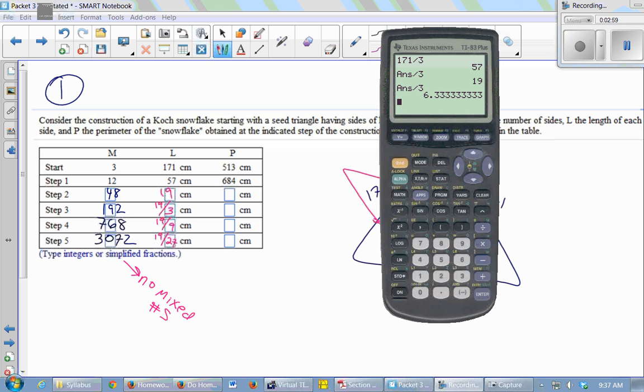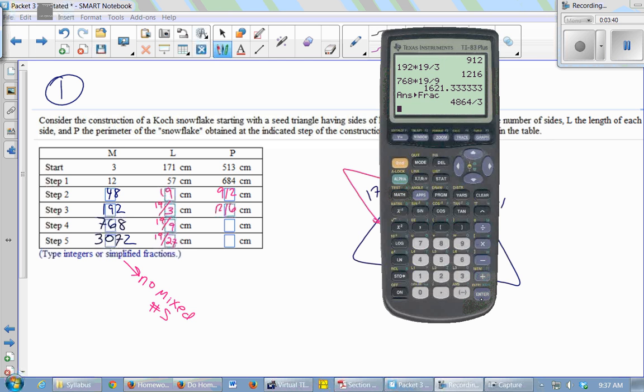And then your perimeter is always just the number of sides times the length of each side. So you would multiply these. 48 times 19 is 912. And 192 times 19/3 is 1216. And 768 times 19/9 is 1621.333333, that's 1621 1/3.